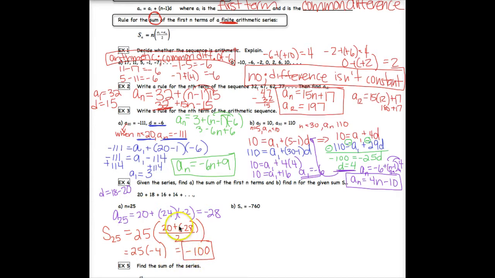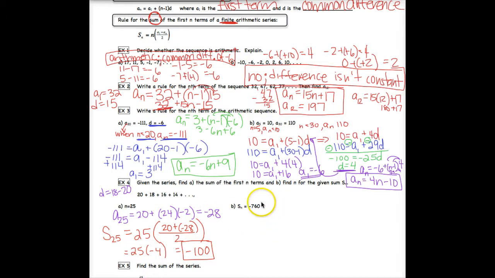Now, even though it seems like, oh, so much work to do all this formula, can you imagine how much more work it would be to write out 24 terms of the series and then add them all together? This takes up a lot less room than that. All right, B. B tells us what the sum is, and we want to find n. So that means I want to know what term number it is.